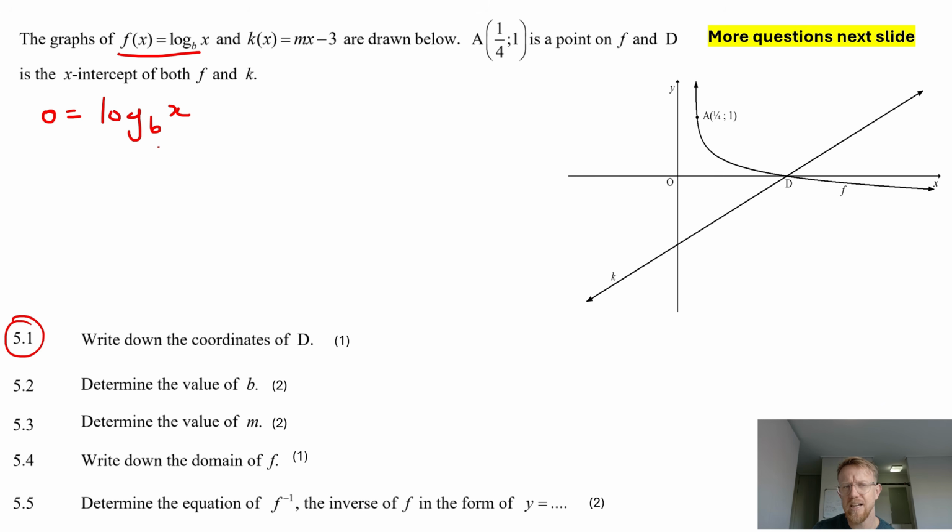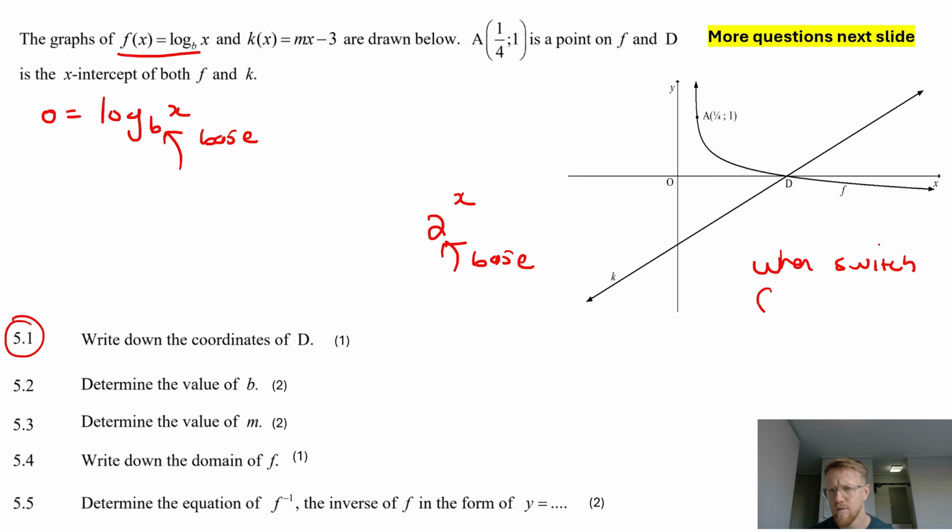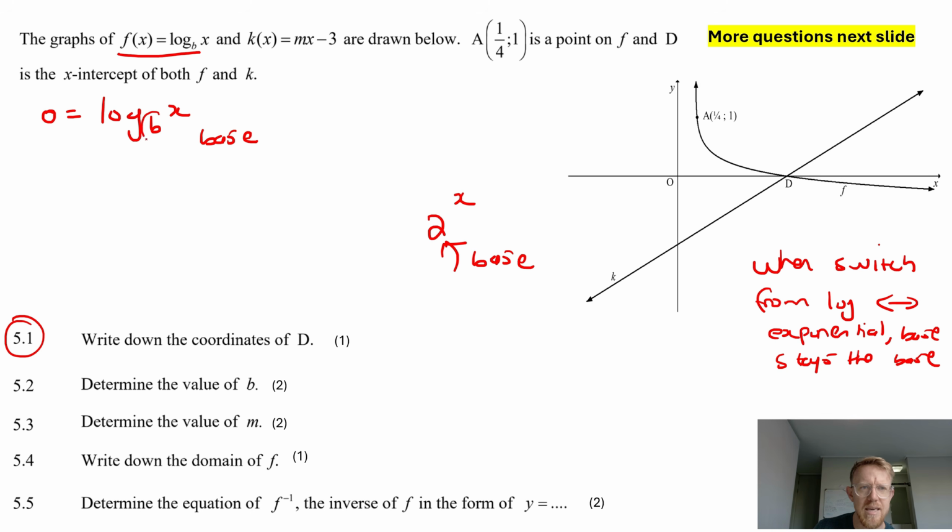So all that I've been telling learners to do recently is to understand the following. This number down here at the bottom, we call that a base. But now when you write something in exponential format, the number at the bottom is also called the base. So all I want you to remember is the following. When you switch from log to exponential or vice versa, the base stays the base. So what it means is that here we currently know that the b is the base.